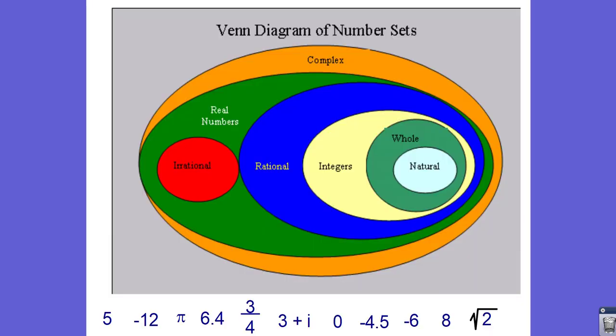Today we're going to learn to compare and order real numbers. So let's review from yesterday. Yesterday we talked about 7 different sets of numbers. We talked about the natural numbers, which were our counting numbers. We talked about the whole numbers, which are the counting numbers plus 0.